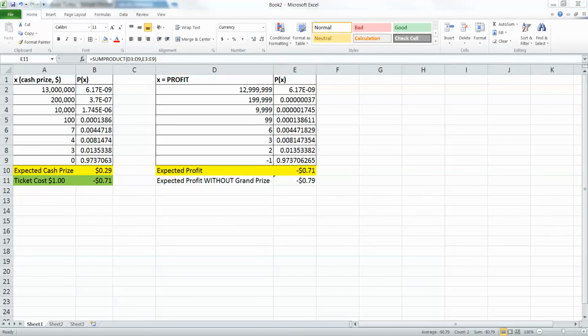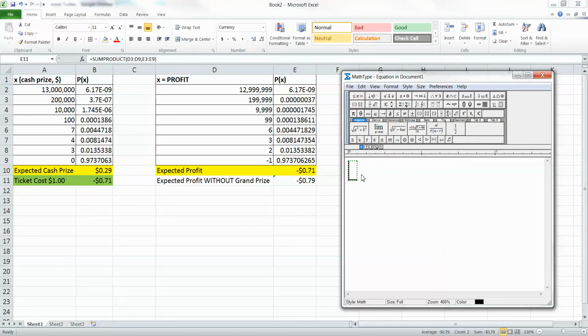And by the way, I'm doing this with the profit because that's what they said. They said expected profit, they want it to be equal to 0. Okay, so now what is expected profit?